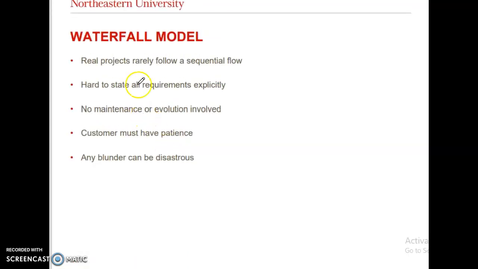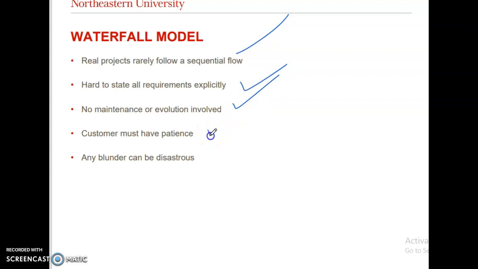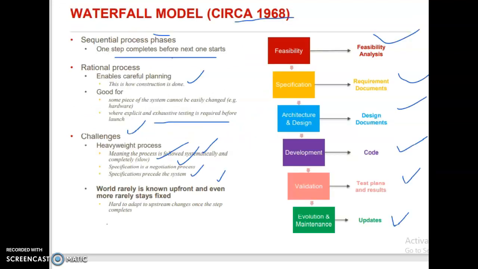waterfall model. Real projects rarely follow sequential flow. Hard to state all requirements explicitly. No maintenance or evaluation involved. Customer must have patience. Any blunder can be disastrous. Waterfall model was the first process model to be introduced.